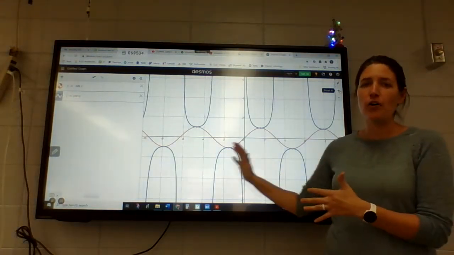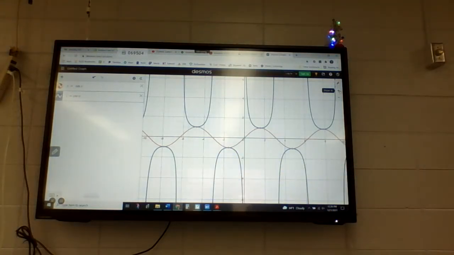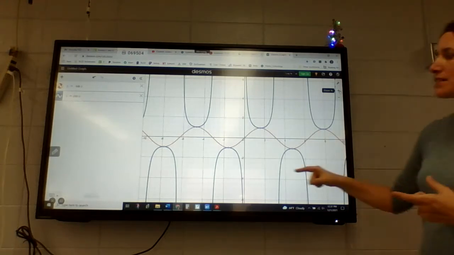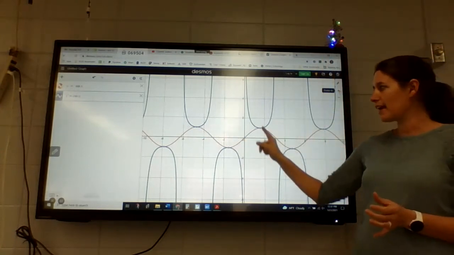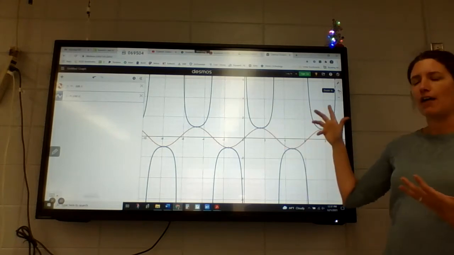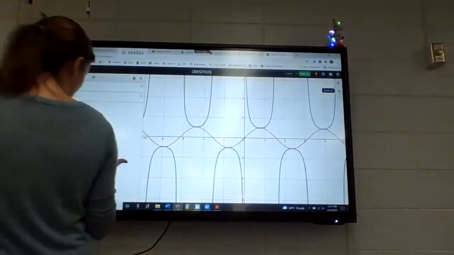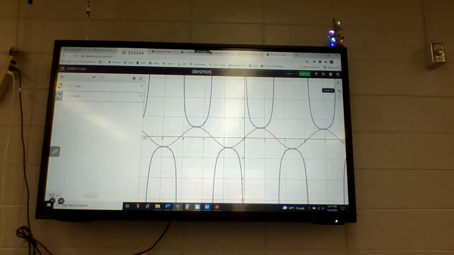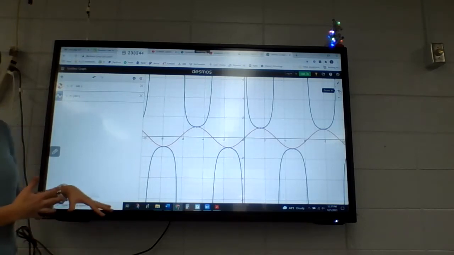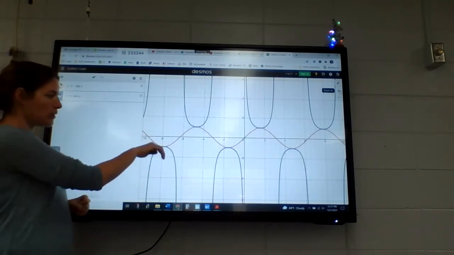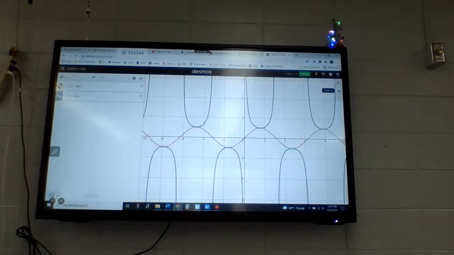Hopefully you notice there's a very strong connection between sine and cosecant. At the maximum and minimum points of the sine graph, a cosecant, like a U, is drawn at the top of them, or the bottom, I guess. This is the complete opposite of sine, as inverse as we can get, so it's going in the exact opposite direction at those spots.